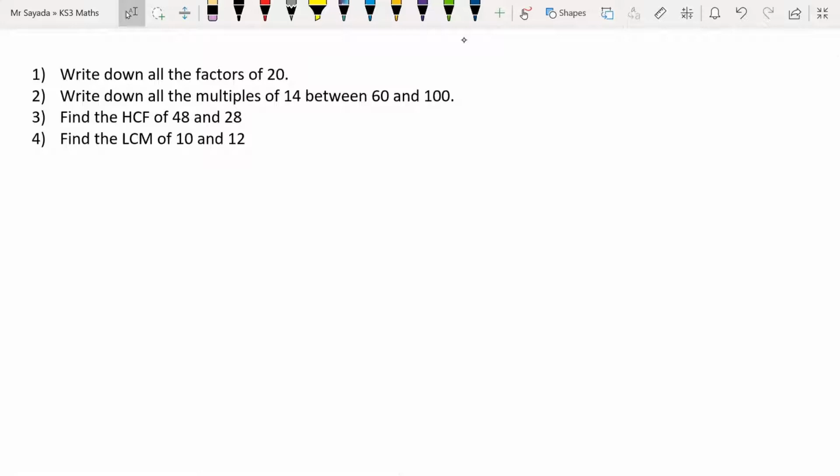Please start by doing these 4 questions in your exercise book. Pause the video while you do them and press play once you're ready. You should have now done these 4 questions in your exercise book. We're going to go through them one by one so that we have the skills to do the problem solving later in the video.